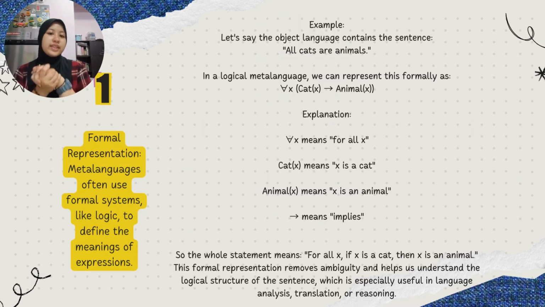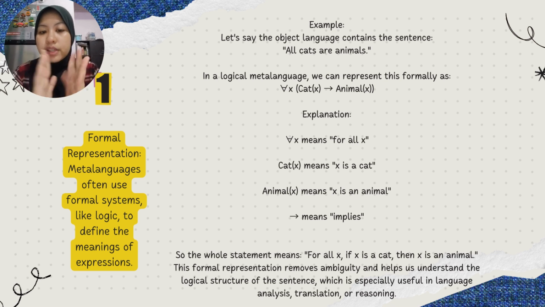So, what is the first key aspect of this meta-language? The first key aspect is that it is used as formal representation. What does it mean? Meta-language often uses formal systems like logic to define the meanings of expressions. For example, let's say the object language contains the sentence, all cats are animals. Like you can see in the slide, in a logical meta-language, we can represent this formally as the symbol that was shown in the slide.